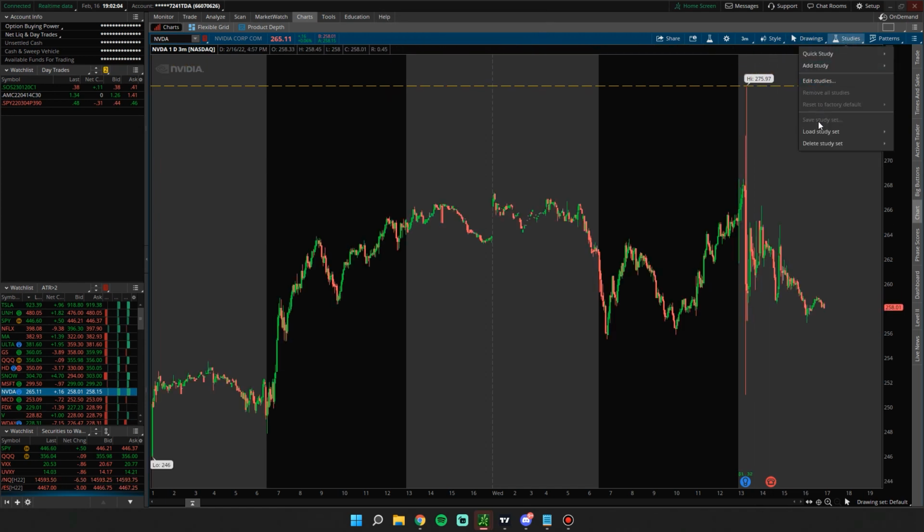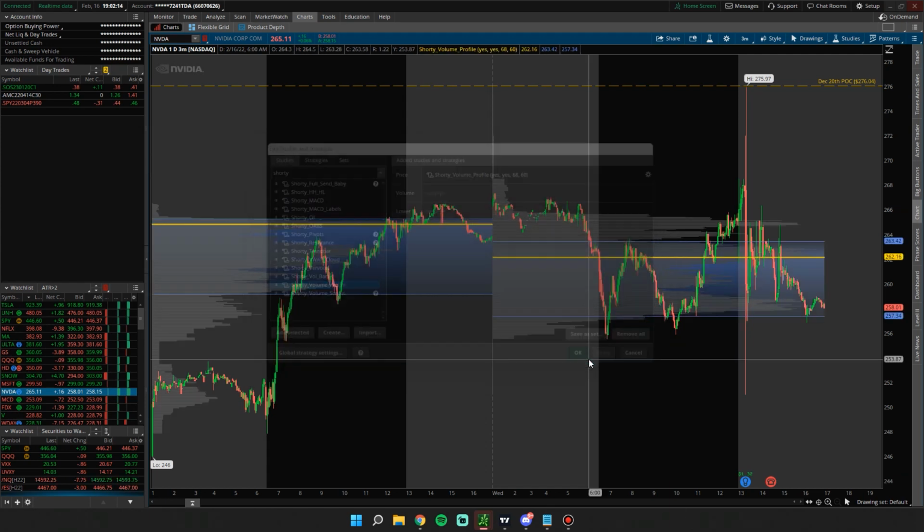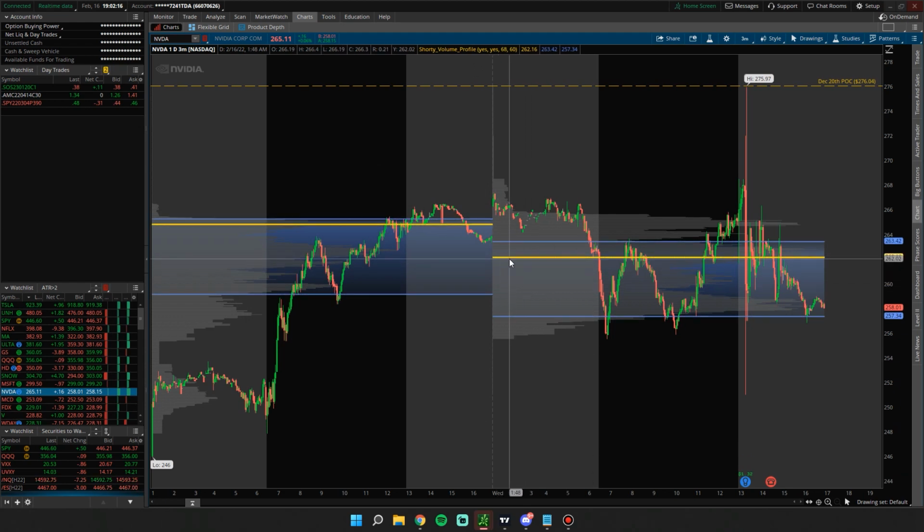So if I go to, you'll see here. There we go. So this yellow line is my point of control on Thinkorswim. And then my volume profile here, and this blue shaded area is the value area. I haven't got into the value area part, but the value area is really exciting for me.